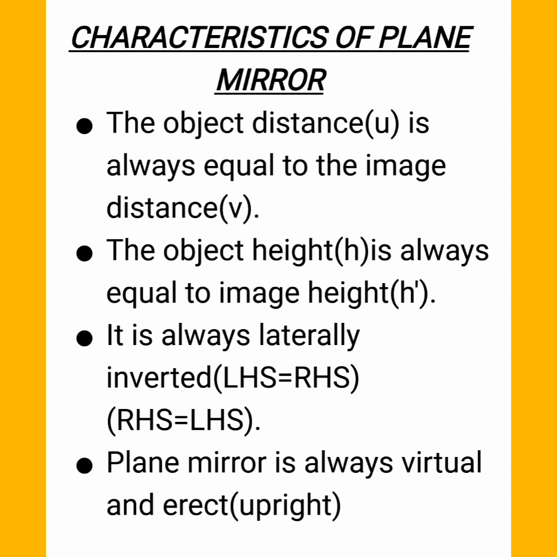Please lend me your ears. The object distance, that is u, is always equal to the image distance v. The object height h is always equal to the image height h dash. It is always laterally inverted. The plane mirror is always virtual and erect. So these were the 4 characteristics of the plane mirror.